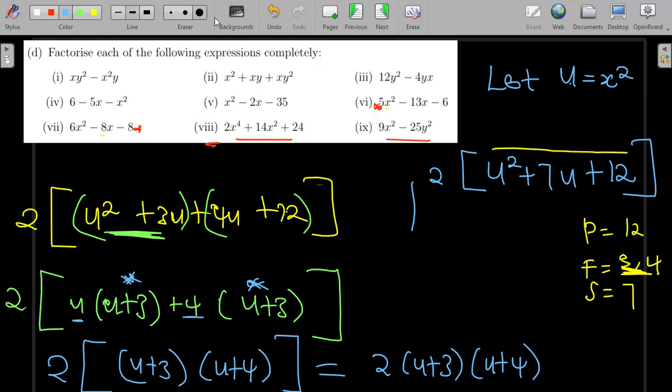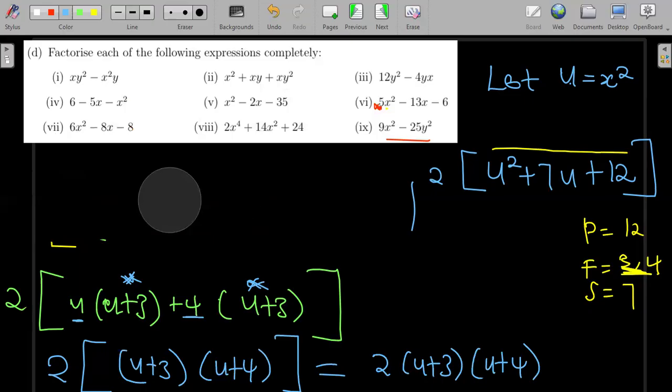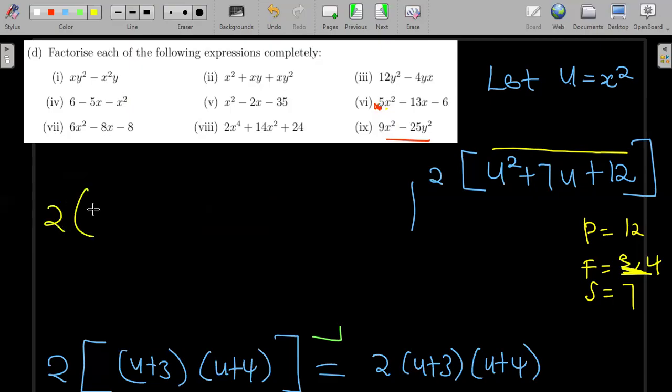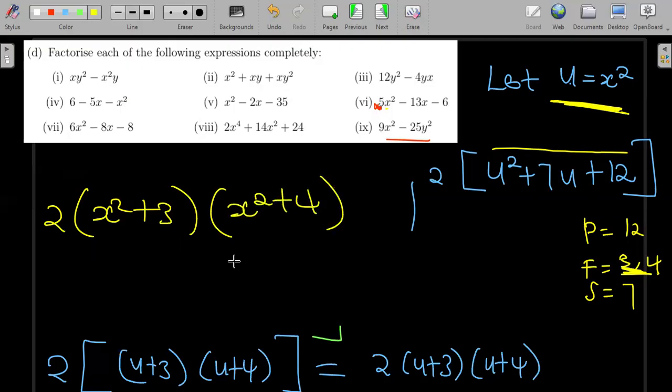But now remember our question was in terms of x. So we have to substitute back. Wherever there's u, we put an x. So our final answer will just be 2, wherever there's u, I put x squared. Okay, remember this substitution that we did. So x squared plus 3, and then there it is also x squared plus 4. So this is what I have there. Okay, so this is factorized completely.